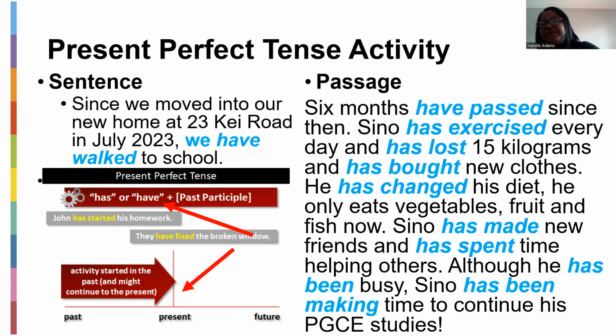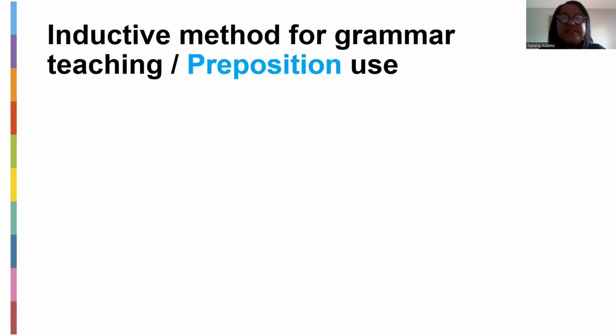So then from there, you can now just add and teach them the present and the present perfect tense. Okay, so here it goes. "He has changed his diet. He only eats vegetables, fruit, and fish. Sino has made new friends and has spent time helping others. Although he has been busy, Sino has been making time to continue his PGCE studies." Okay, so that's just an example.